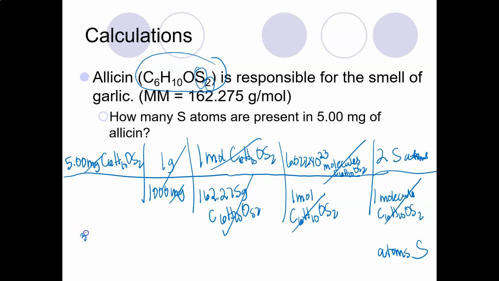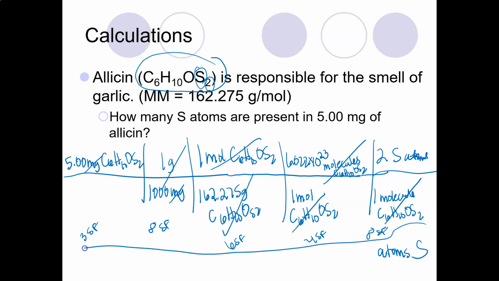Sig figs. 3 sig figs. Infinity sig figs. 6 sig figs. 4 sig figs. And infinity sig figs. So which one's smaller? 3, infinity, 6, 4, or infinity? Well, 3. Man, space-wise, this is ugly. So I'm going to take 5.00 divided by 1,000, divided by 162.275, multiplied by 6.022 times 10 to the 23rd, times 2. And when I go to 3 sig figs on that, I get 6.16 times 10 to the negative fifth.